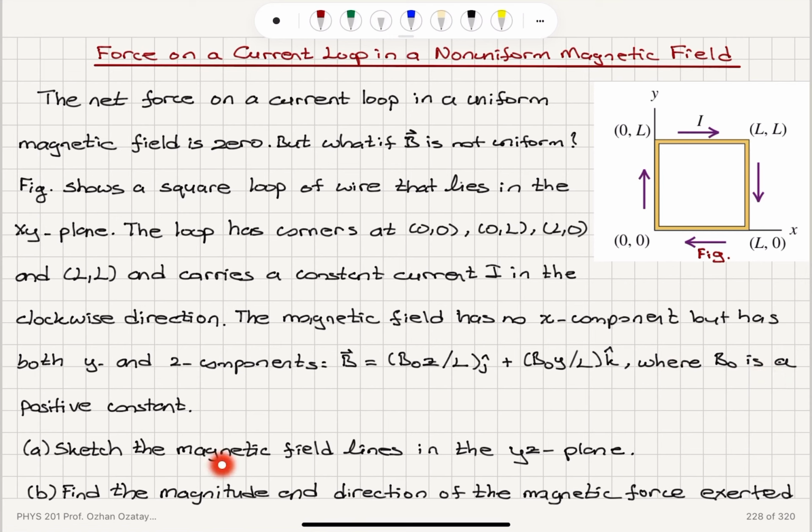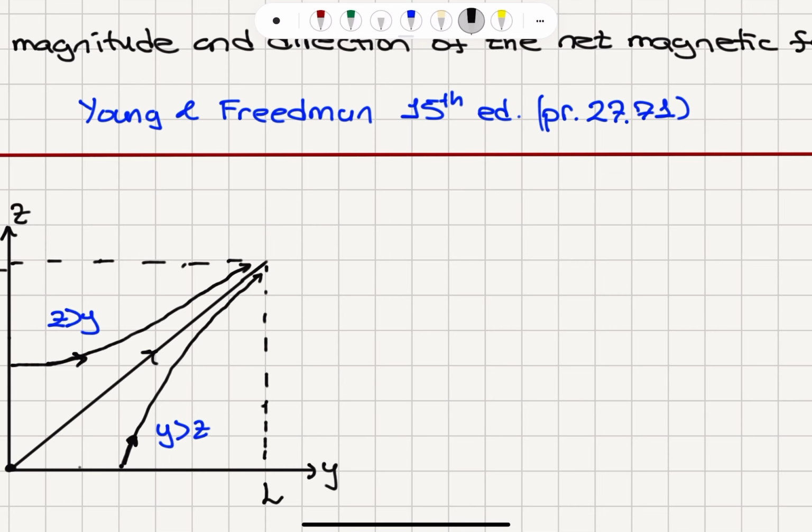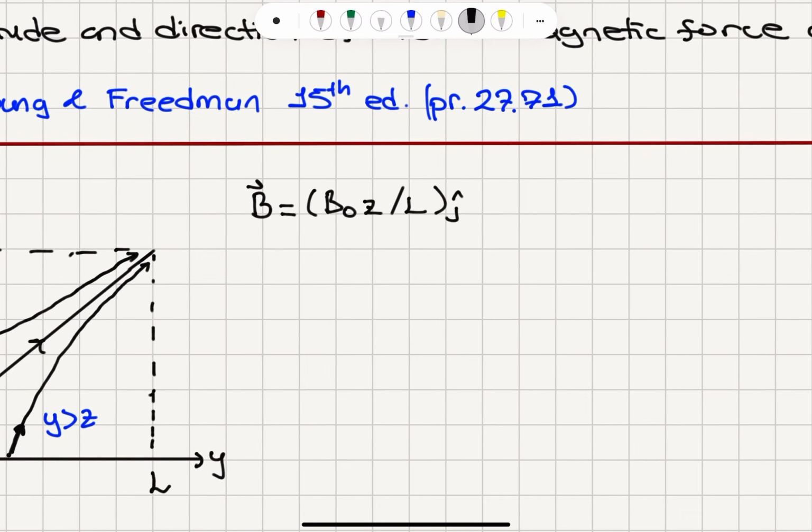Part A: sketch the magnetic field lines in the YZ plane. The magnetic field that is given to us is non-uniform, and it is B0, a constant, z divided by capital L in the j hat direction plus B0 y divided by capital L in the k hat direction.